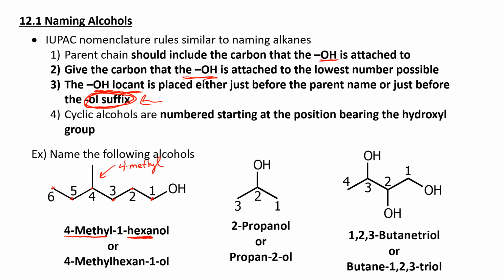But when you see the OH group, that becomes the suffix -ol, and we're going to put that at the end. And we tell our reader where the alcohol is by putting the locant right in front of the parent stem. So we go 4-methyl-1-hexanol. Or, this is sort of the way that I prefer to do it, I like to put the locant, or number for the OH group, right before the -ol suffix.